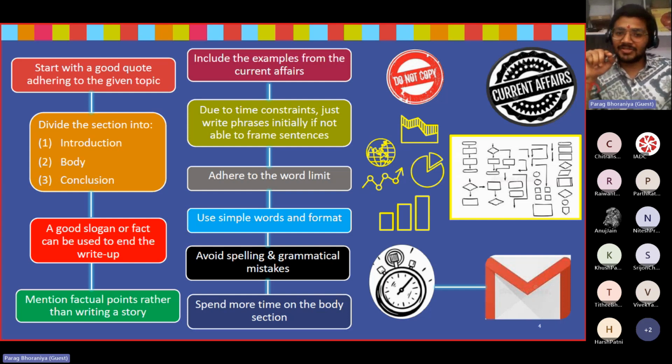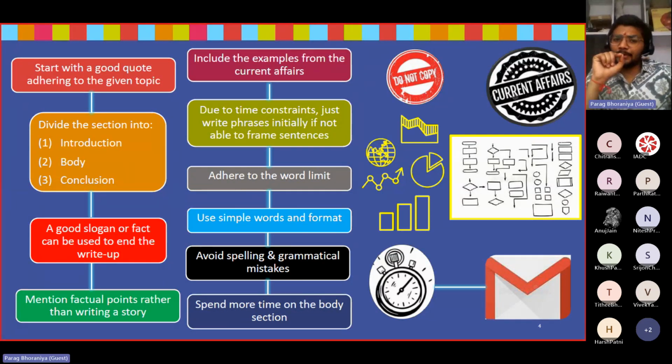Next is, due to time constraints, just write phrases initially if not able to frame sentences. As I mentioned, if the topic is known to you, then no issues, you will be able to write. But if you are not able to gather thoughts on a topic that is not known to you, then what you do, you just write words. Whatever is coming to your mind, just write it out. Just put it there. Then you try to frame sentences, and ultimately at the end, you will have at least something to submit, right? So that is also a strategy that you should keep in mind. Write phrases first and then try to frame sentences accordingly.